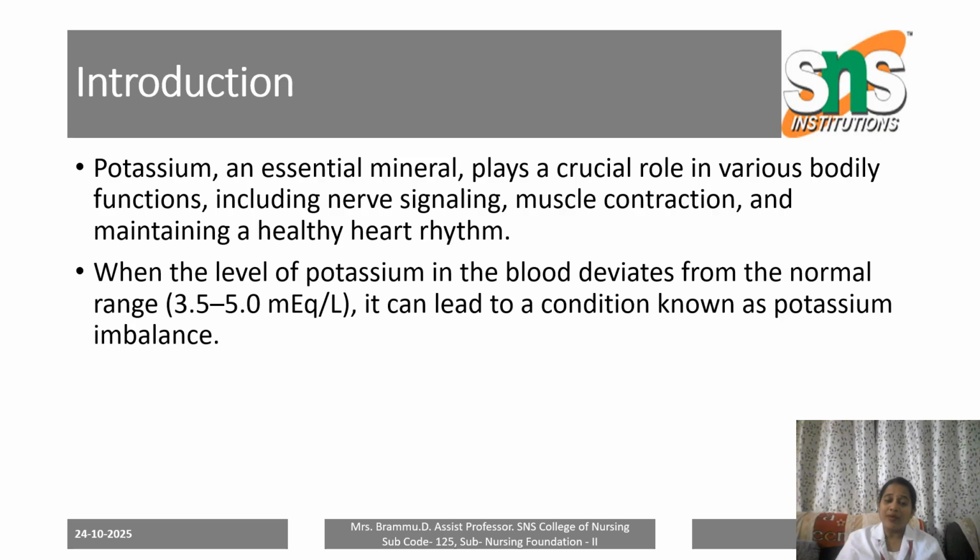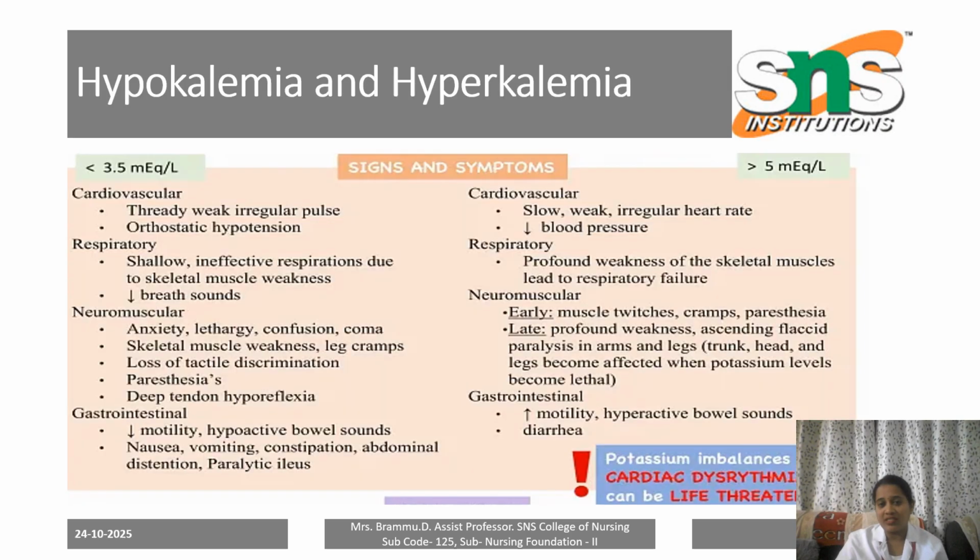then we say the patient is normal. But if the potassium level is deviating in the bloodstream, either going less than 3.5 milliequivalents per liter, or going more than 5 milliequivalents per liter, then we call this condition potassium imbalance, or in other terms, hypokalemia or hyperkalemia. So we are going to see it in a comparative stage for better understanding.